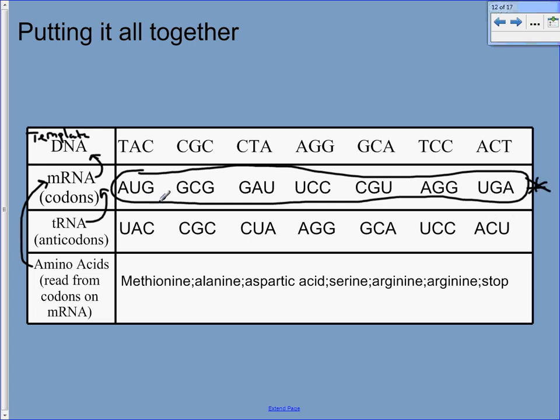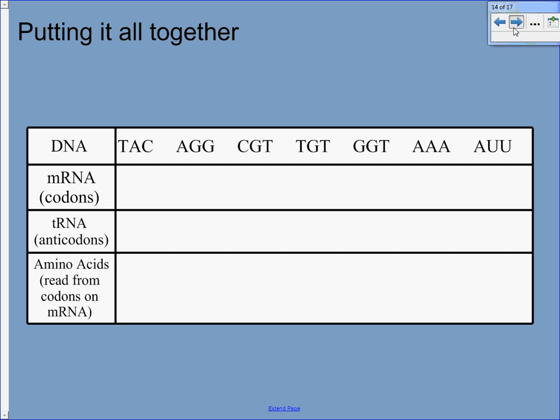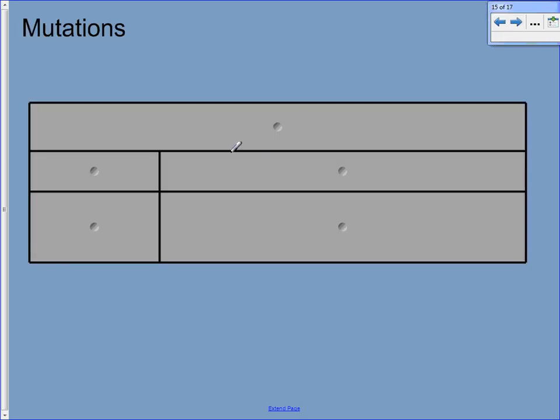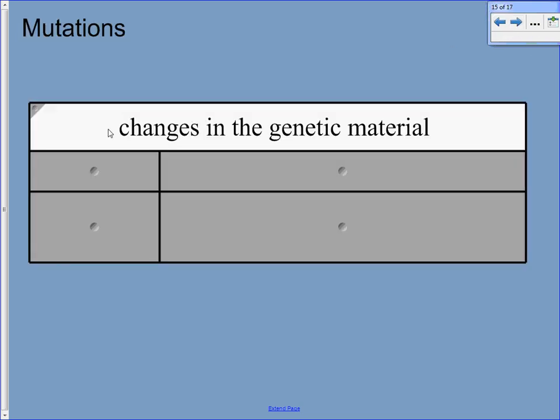The last thing I want to talk about is mutations. A mutation is just a change in the genetic material. That means if we're looking at DNA or RNA, it's called a mutation if we change the nucleotides that are there. So if instead of being AGG, it becomes AGC, that would be a mutation because it's changing the genetic material. A point of information: anything that changes the genetic material is called a mutagen. For example, a common one is ultraviolet light.